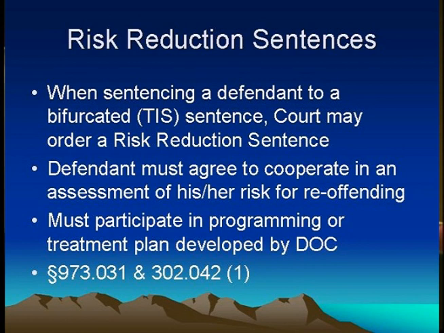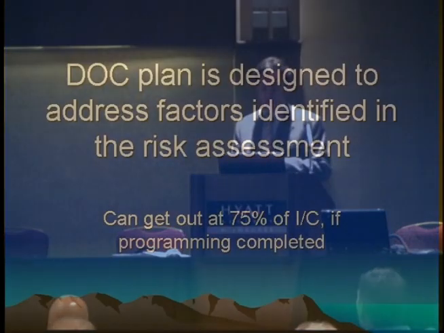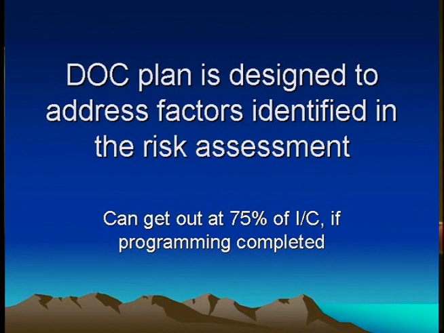In that case, the DOC will do an assessment, which the defendant has to agree to cooperate in, and they will assess their risk for reoffending and their criminogenic factors. And then they develop a treatment plan, supposedly an individualized treatment plan, to address the factors specifically identified in the risk assessment that would contribute to the risk of recidivism or the dangerousness of this particular person. If you have a risk reduction sentence, you potentially can get out at 75% of initial confinement if you complete the programming recommended in your treatment plan.